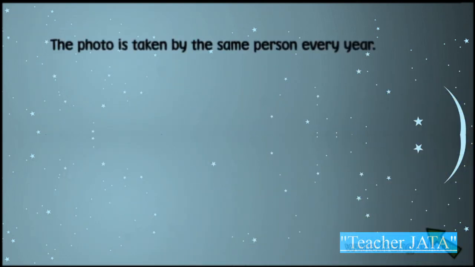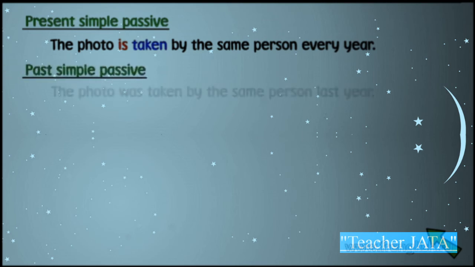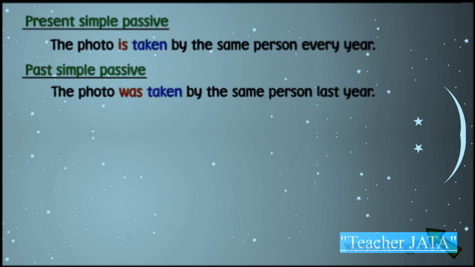We form the passive with the correct form of the verb be and the past participle of the main verb. We form the present simple passive with am, is, or are, and the past participle of the main verb. We form the past simple passive with was or were, and the past participle of the main verb.